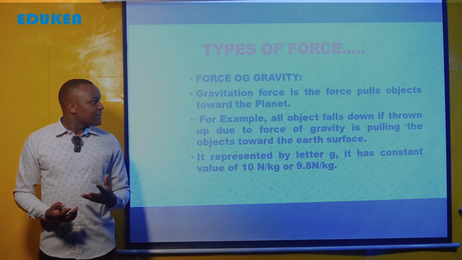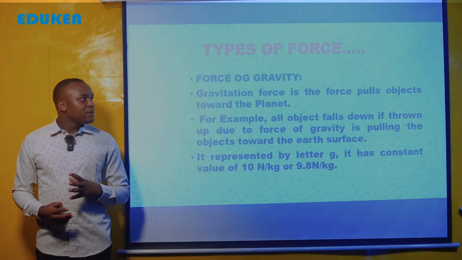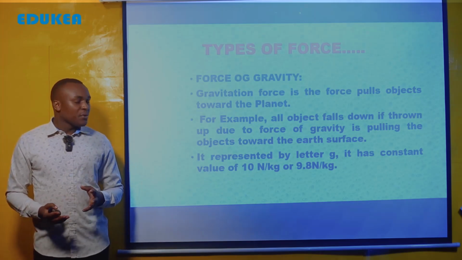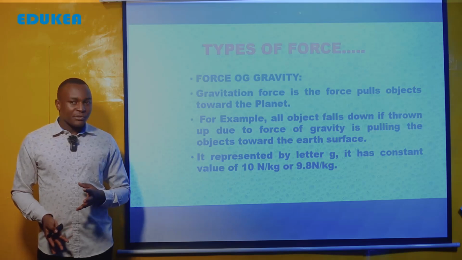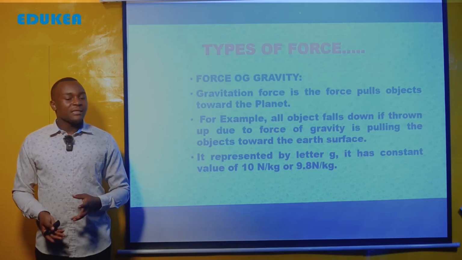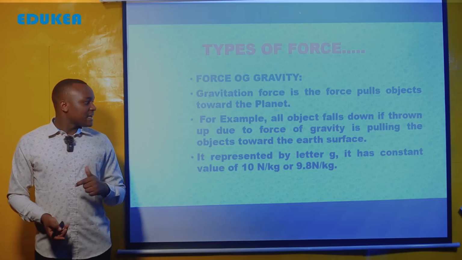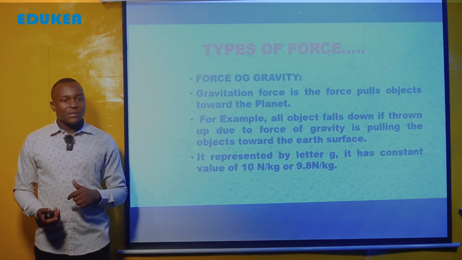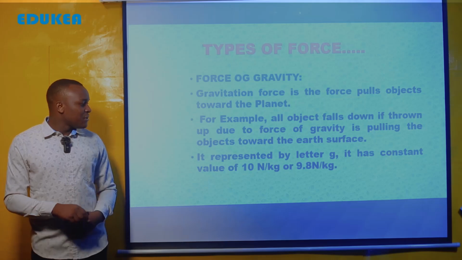As we say, gravitational force is a force which pulls the object towards the planet. The planet we say is about Earth. So when you throw either a stone or an object, it is forced to return downward. The force which causes that object to return downward is what we call gravitational force.